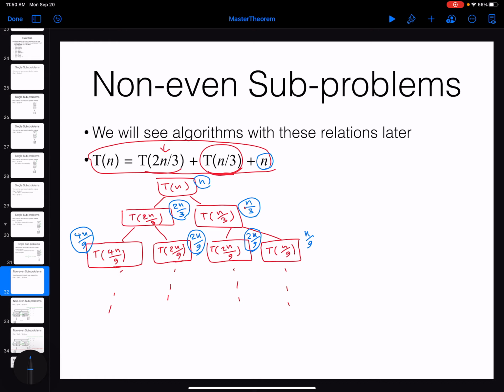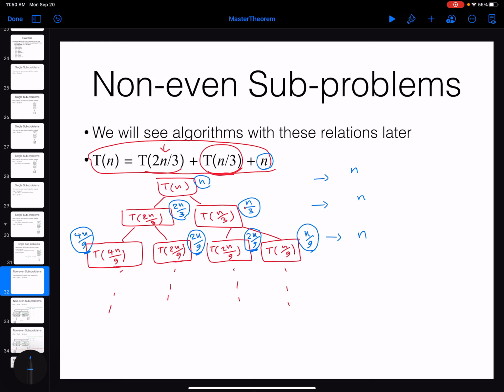So if you look at the summation of the cost of each level, the cost of the first level is n, the cost of the second level is n, and the cost of the third level is 4n divided by 9, 2n divided by 9, 2n divided by 9, and n divided by 9. The summation of all of that is going to be n. Isn't it nice? For each level, I figured out that the cost is going to be n. But still, I have to solve something. How big would the tree be? What is going to be the depth of the tree?